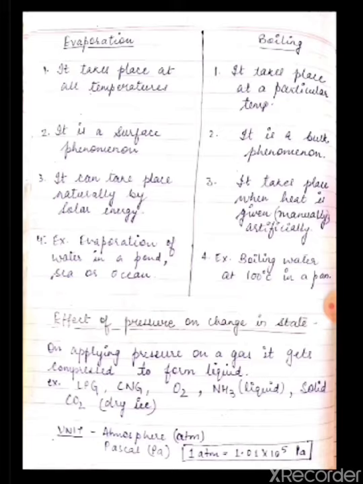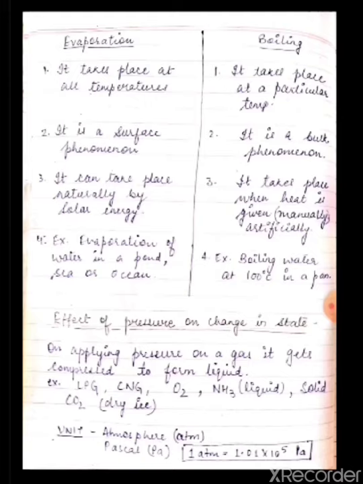Now there is a small topic, that effect of pressure is also there on changing of state. For example, if a gas is compressed, then we are pressurizing it. That means if we apply pressure on a gas, the particles of gas will come closer to each other and the kinetic energy of particles will decrease. So they get compressed and they change into a liquid. Hence you will get LPG, CNG gas, oxygen gas, liquid nitrogen or liquid ammonia. Then you can get solid CO2 also, that is dry ice.